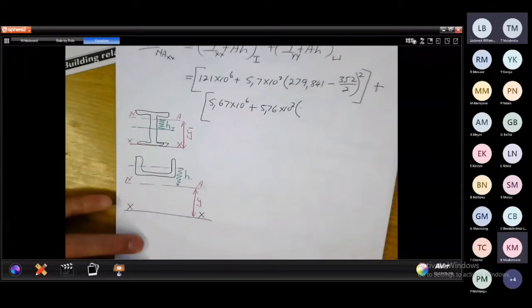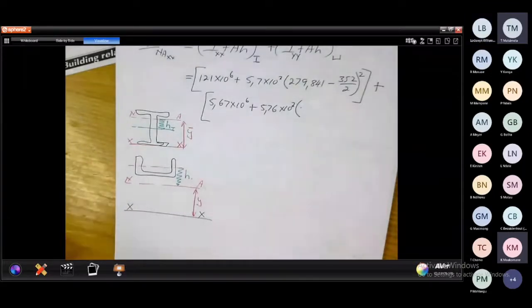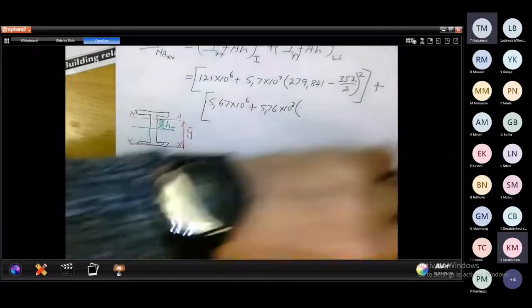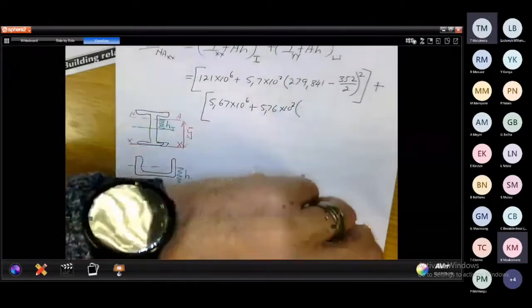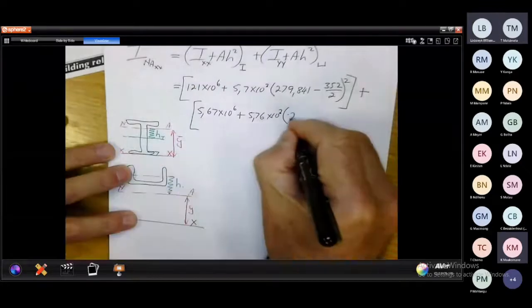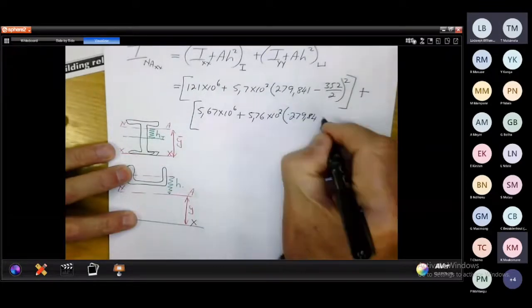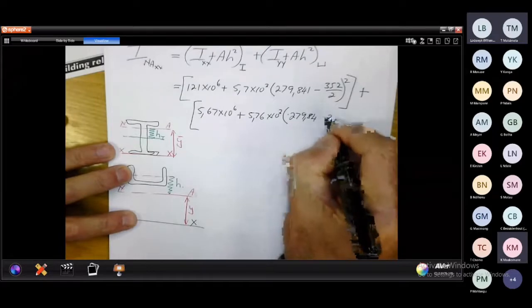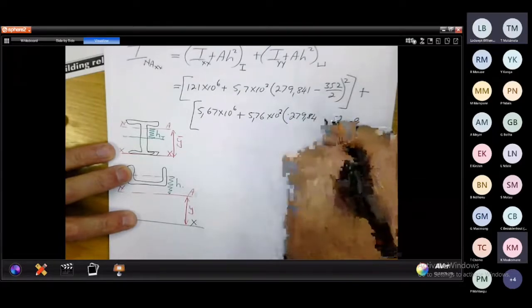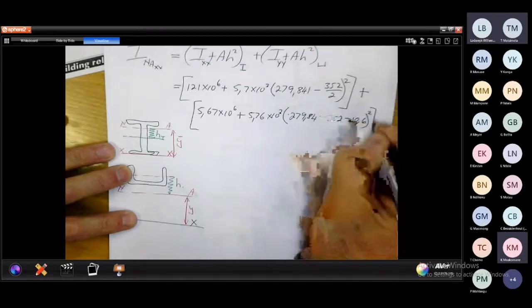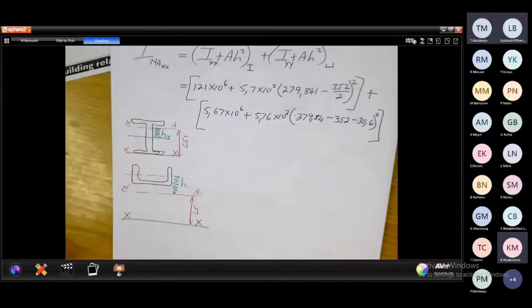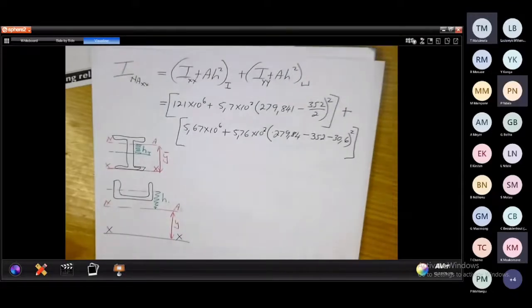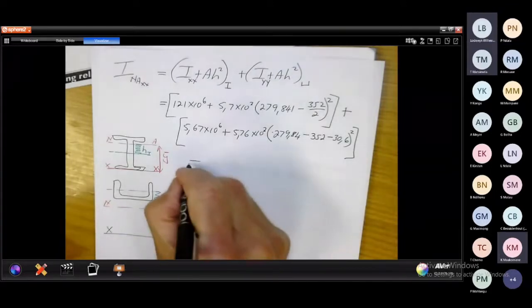Okay, right. Now again, when we say it is ȳ, 279.84 minus 352 minus 30.6 squared. You agree? Is that my h? Yes, sir. Right. Then calculate for me and tell me what is the answer for I.